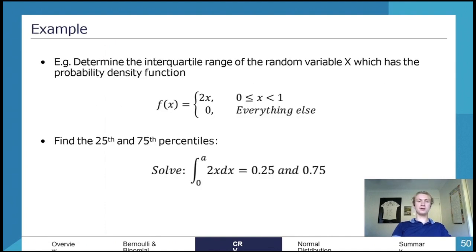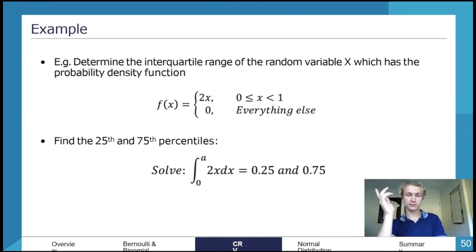Okay, so an example of this would be, determine the interquartile range of the random variable x, which has the probability density function f of x equals 2x between 0 and 1, and then 0 for everything else. We would have to find the 25th and 75th percentiles, and to do that we would sub in that the probability that it's less than a is 0.25. It's a similar concept to when we were talking about median, right? Except this time we're talking about Q1 and Q3. Q1 being 25%, 75% for Q3.